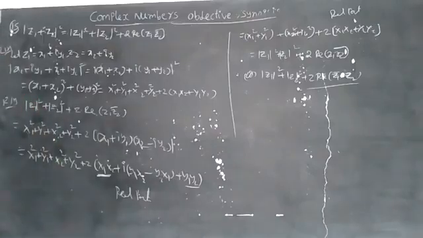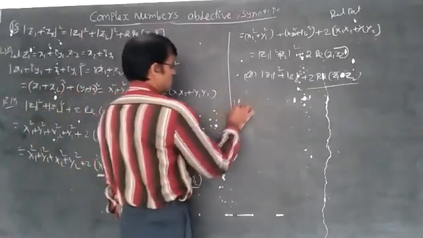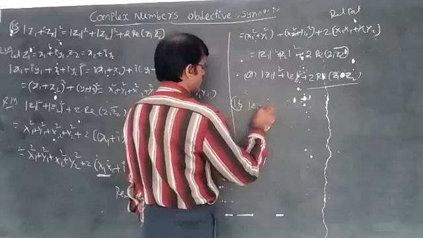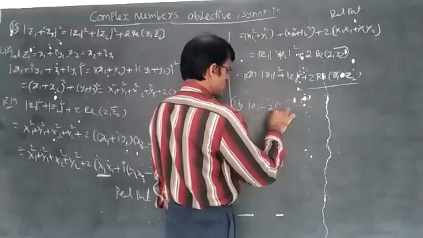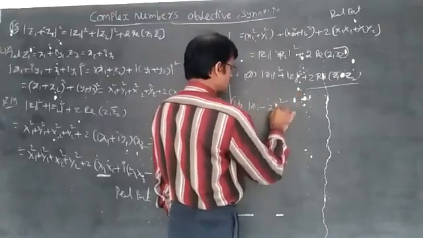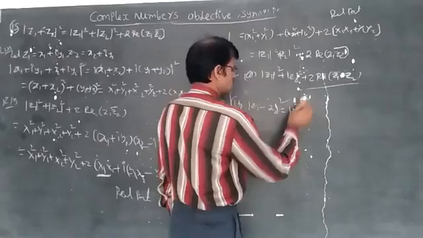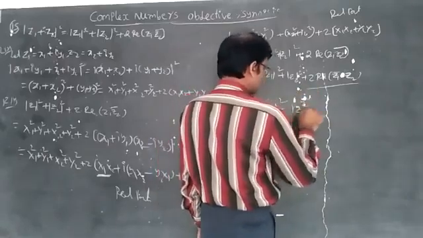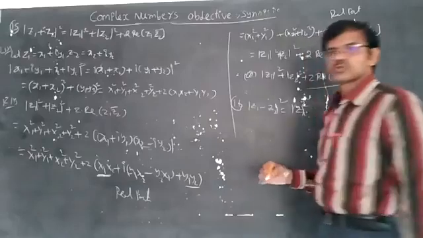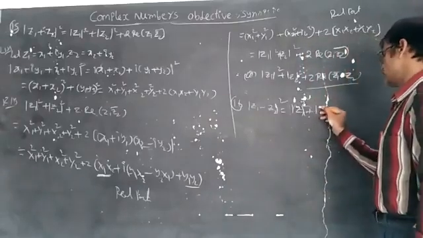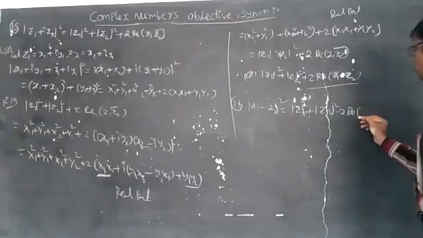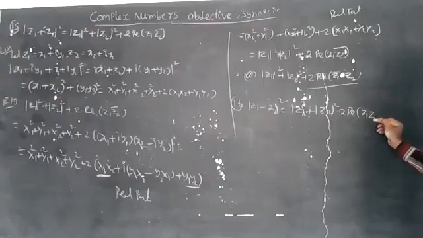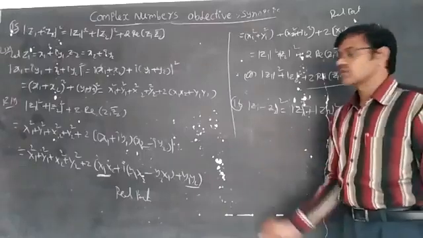Now let us understand modulus in a similar way. Another formula is |Z1 - Z2|² = |Z1|² + |Z2|² - 2 Re(Z1 Z2 bar) or Z1 bar Z2.